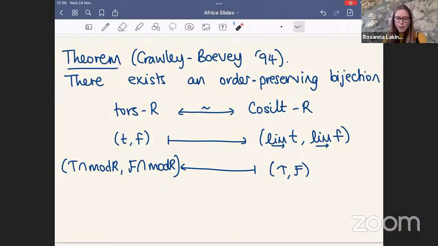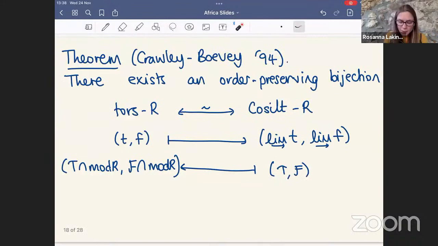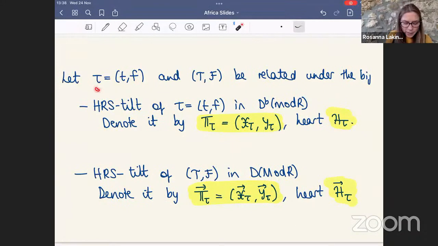So now the next thing I want to do is relate the HRS tilts. If we have two things related under this bijection, how do their HRS tilted t-structures relate to each other? We'll take tau to be (T, F) in tors R, and under this bijection we relate to it (big T, big F) in cosilt R. Then I'm going to fix some notation before I tell you some results. As before, we denote the HRS tilt of tau as (X_tau, Y_tau) with heart H_tau. For the HRS tilt of capital (T, F), we will use similar notation, but we'll put an arrow over everything. I hope this notation will be justified in the next result.